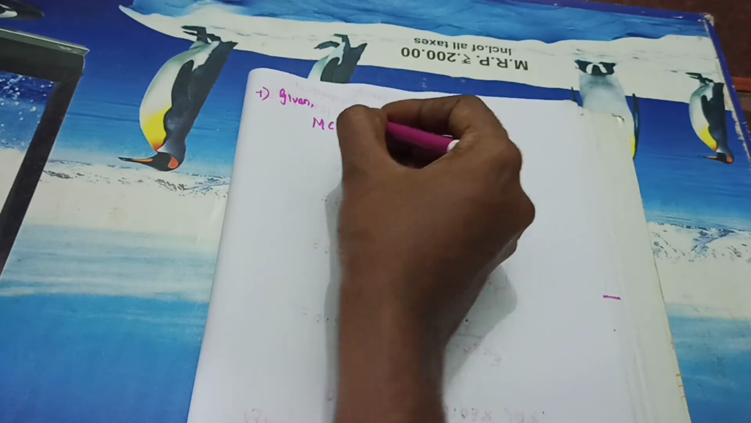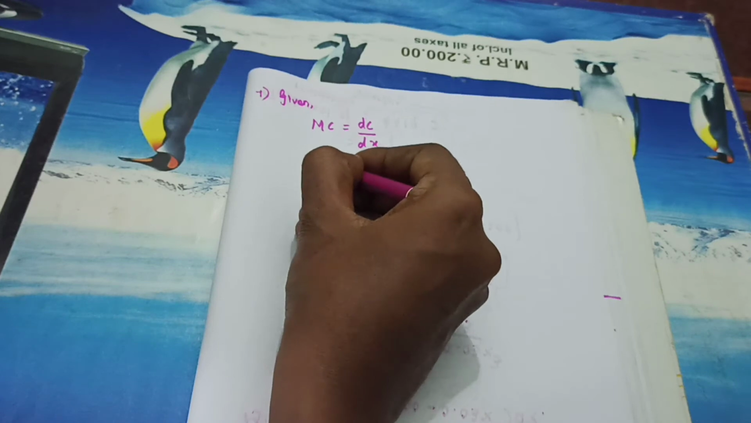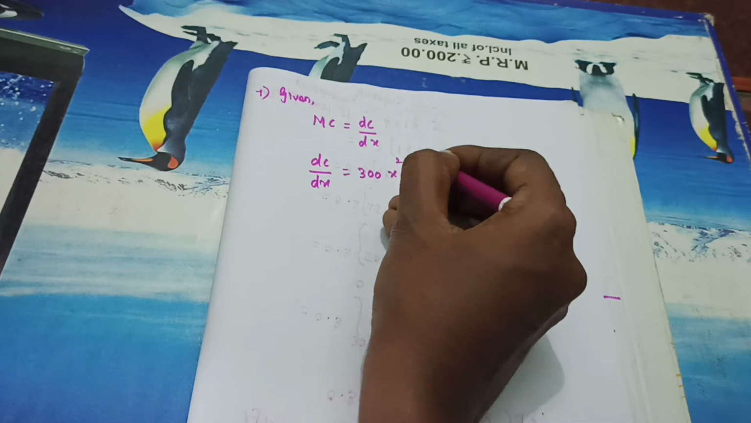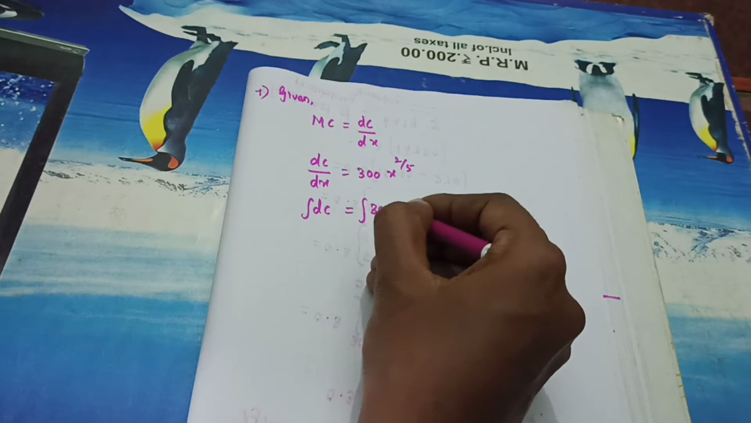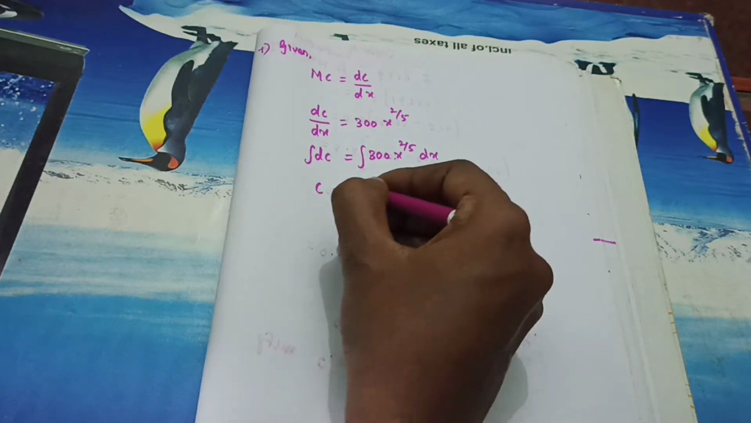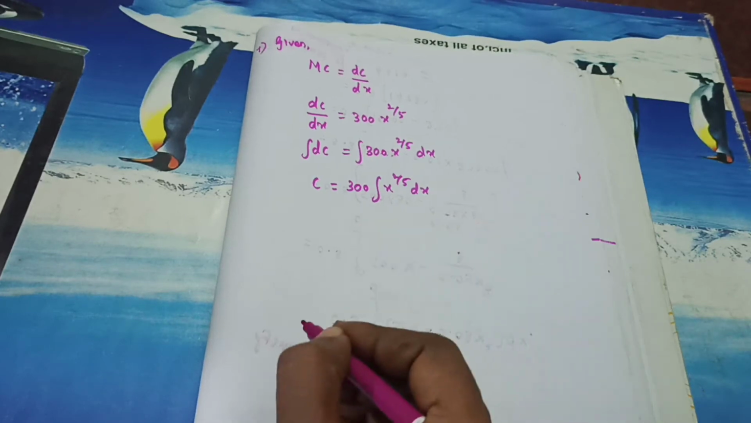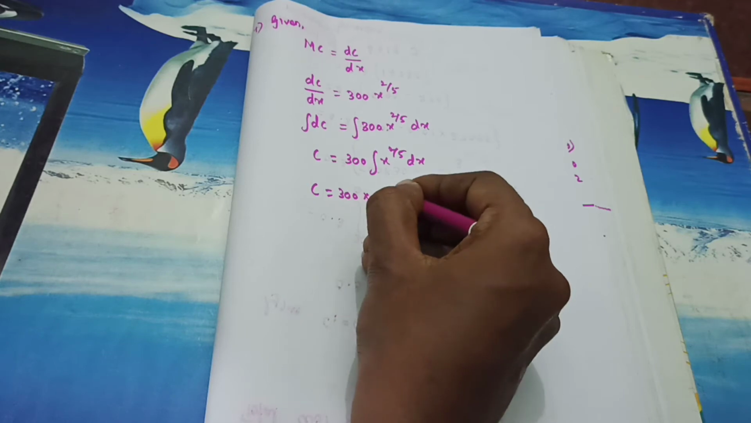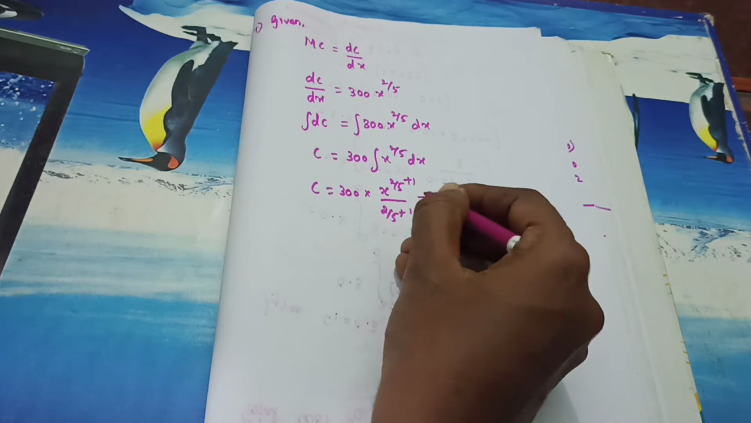Given MC, marginal cost. Okay. That's equal to DC by DX. So DC by DX, the value is given in your question, 300 x power 2 by 5. Now you can bring it to this side and integrate. DC equal to integral of 300 x power 2 by 5 dx. Now integrate. C is equal to 300, a constant, you can bring it outside. x power 2 by 5 dx. So x power n formula. So C equal to 300 into x power 2 by 5 plus 1 divided by 2 by 5 plus 1, plus constant.